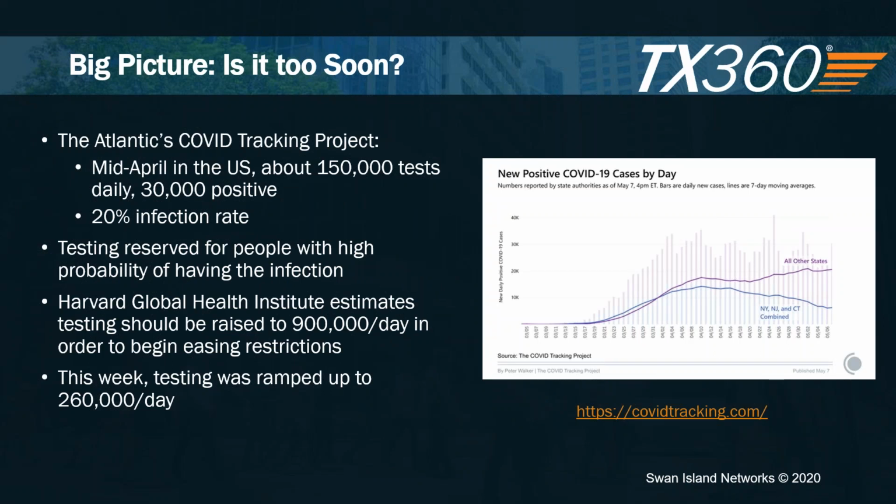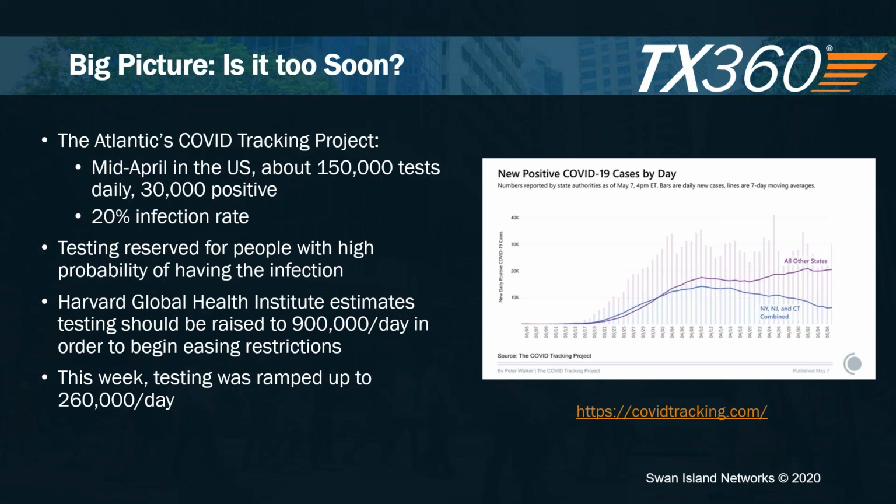With a number of states now taking these steps towards reopening their economy, there has been some debate about whether it is too soon for these steps to be undertaken. The Atlantic's ongoing COVID-19 tracking project has reported that in mid-April, 20% of those tested in the United States were positive for infection. And that exorbitantly high number likely means that testing was being reserved for those with a high probability of having the infection.